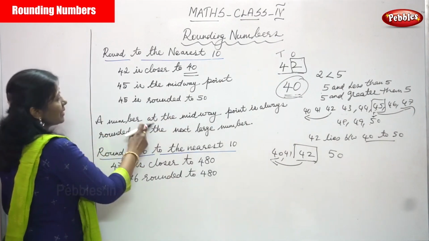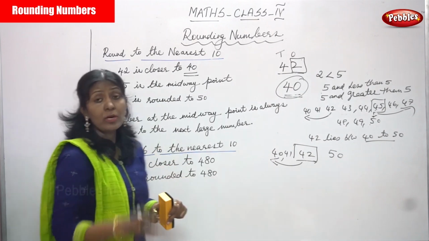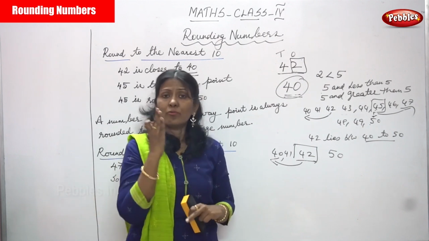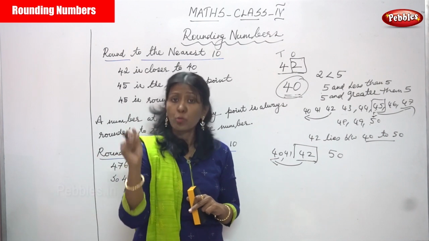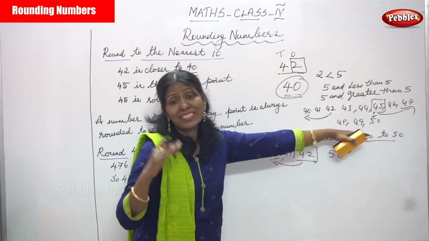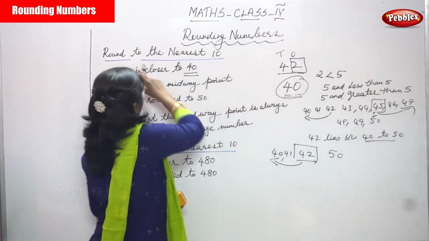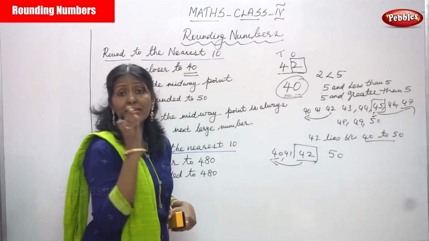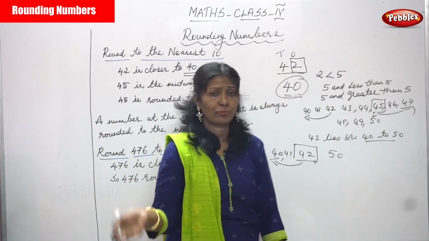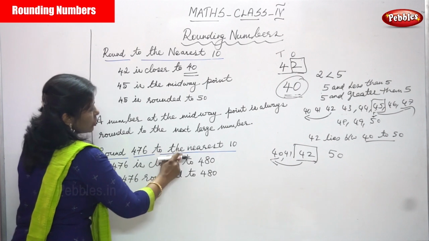Next one is a number at the midway point is always rounded to the next large number. That is what I told you. You have to consider only the next nearest 10 number. For 45, the next nearest is 50, because we have to round off the number to end with 0. That is the nearest next 10, which is 50. So 45 is rounded to 50. That's the right answer.